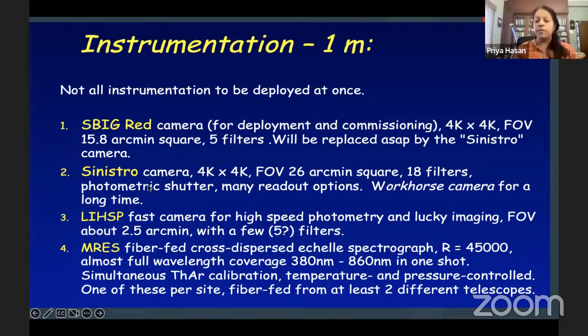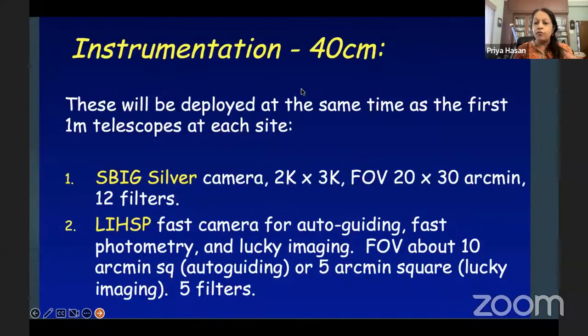Now I'm unmuted. So you have various instruments on the 1 meter telescope, like I told you, but these instruments are not accessible to us. We basically have access to the 40 centimeter telescopes, which have a 2K by 3K camera, with photometry and fast auto guiding, etc. This is the kind of data we can access, which we will try to observe, right?